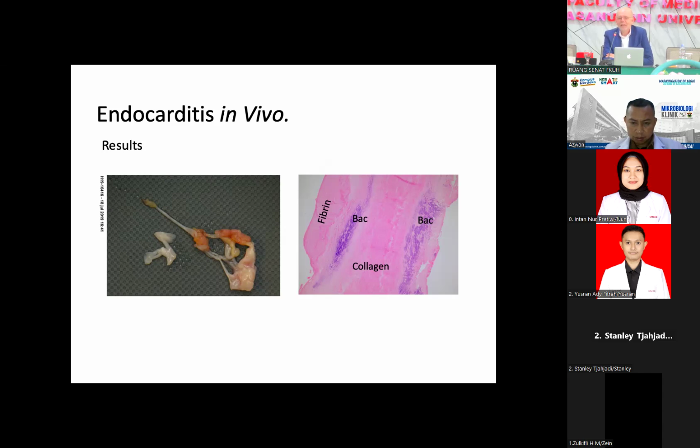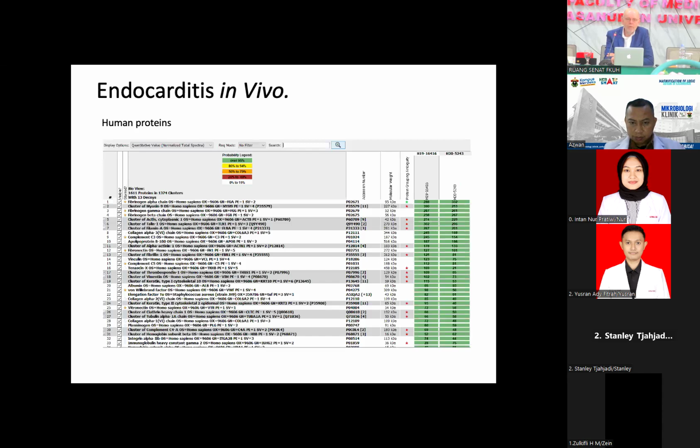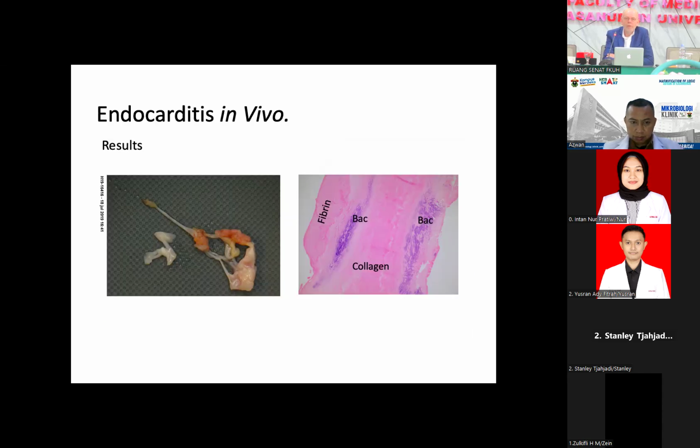And here you can see the collagen of the heart valve in the middle. On the left side, you can see the bacteria, and then, of course, the fibrin coat. So what did we do? The two slides underneath this, because they are cut like a loaf of bread, were sent to mass spec.